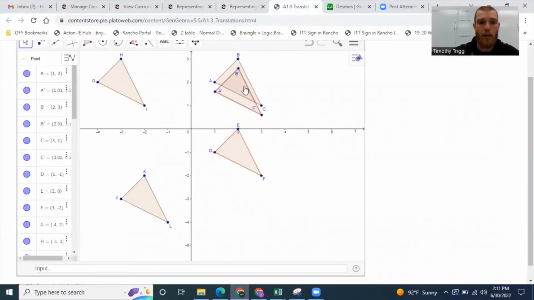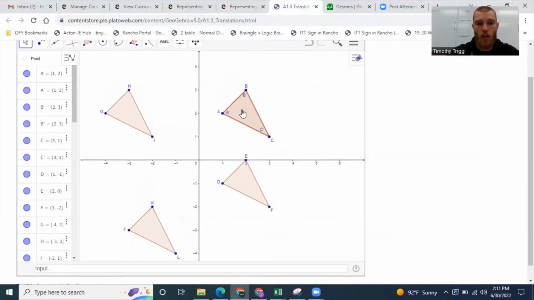Okay, now let's go back, put our triangle A prime, B prime, C prime back on ABC here. Now let's move this triangle to coincide with HIG. So how would we move our triangle ABC? Well, we'd have to move it to the left. How much to the left? Well, let's see.